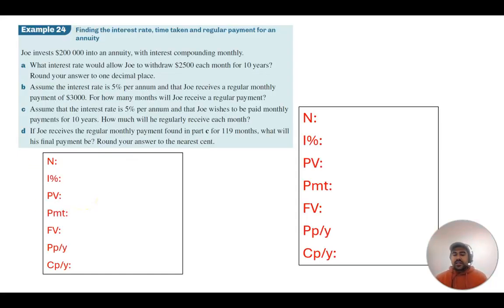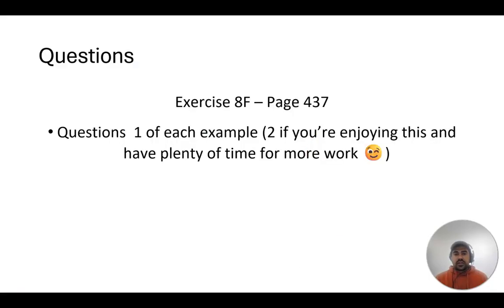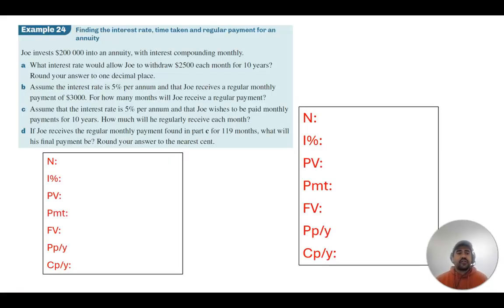All right, last example, and then you're going to tackle these set questions here. Example 24, Joe. Joe invests $200,000 into an annuity with interest compounding monthly. So for question A, for this to take place, what interest rate would allow Joe to withdraw $2,500 each month for 10 years? I'm going to round the answer to one decimal place.